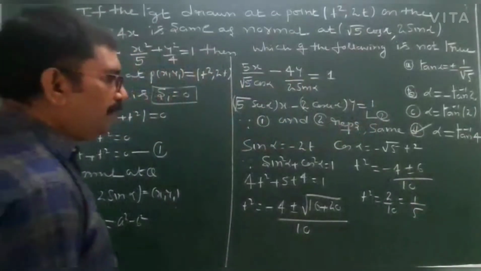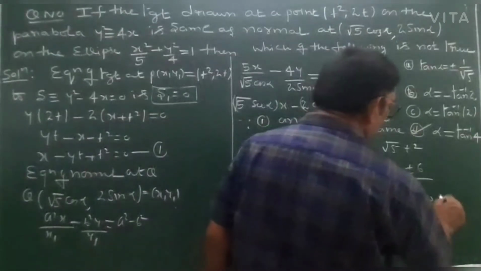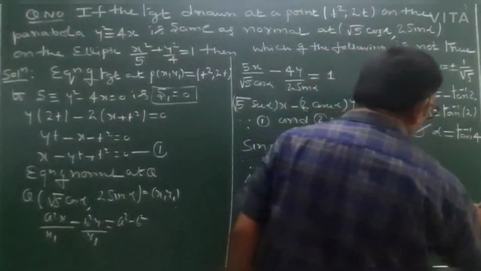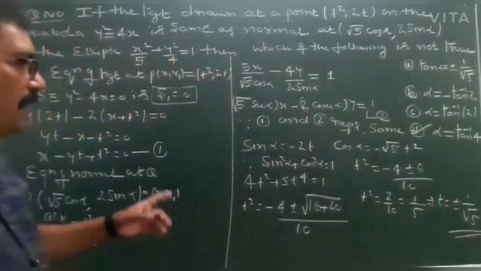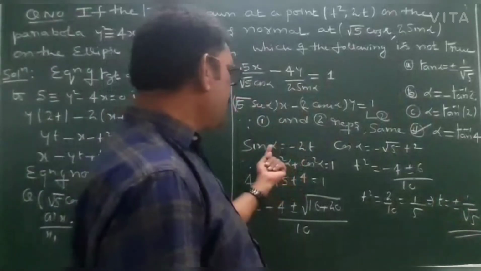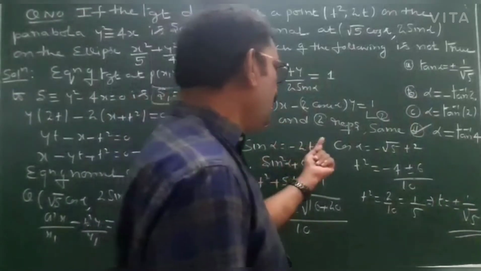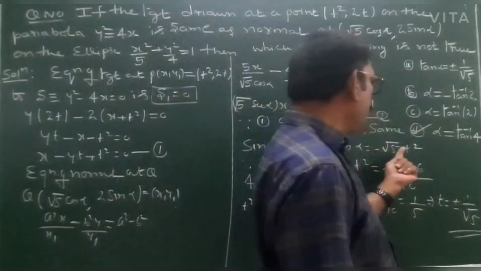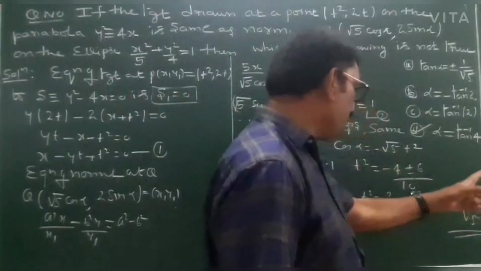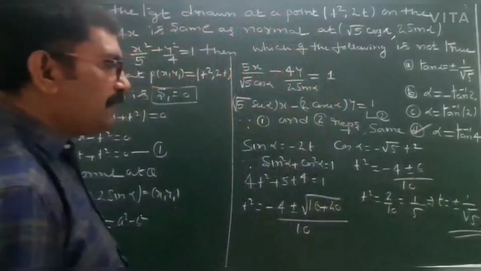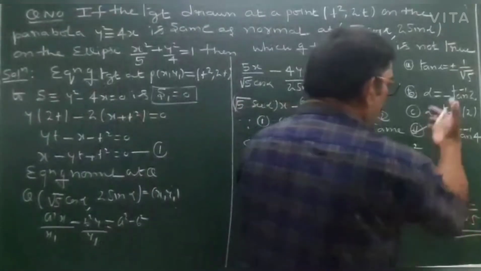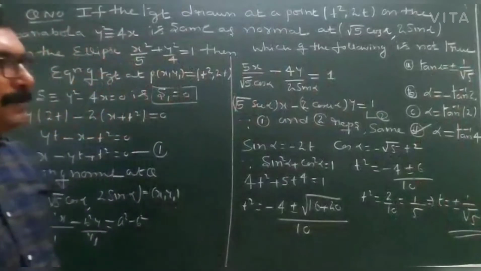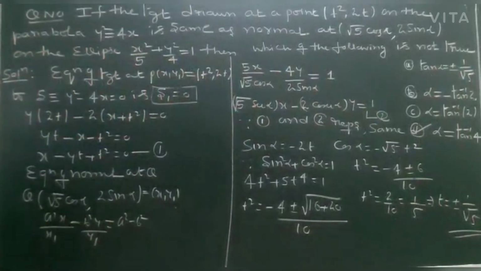So t is equal to plus or minus 1 by root 5. Take these values and substitute here, where sin alpha is equal to minus 2t and cos alpha is equal to minus root 5 times t square, using the plus value as well as the minus value of t. Then you can verify the options. That's it.